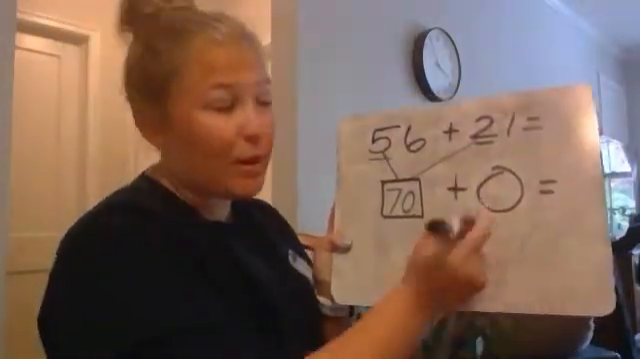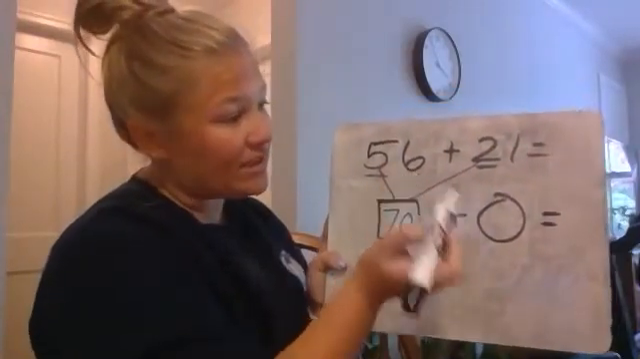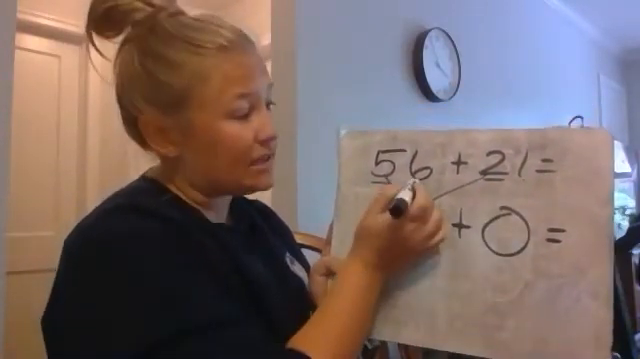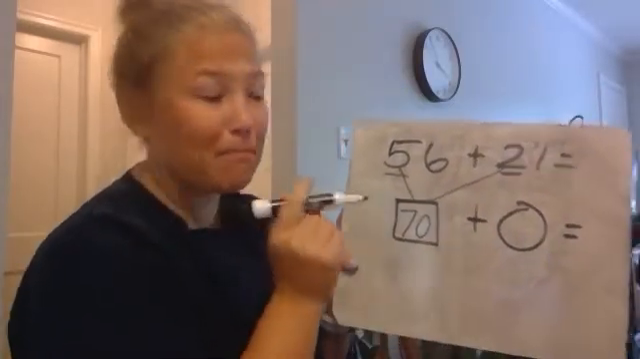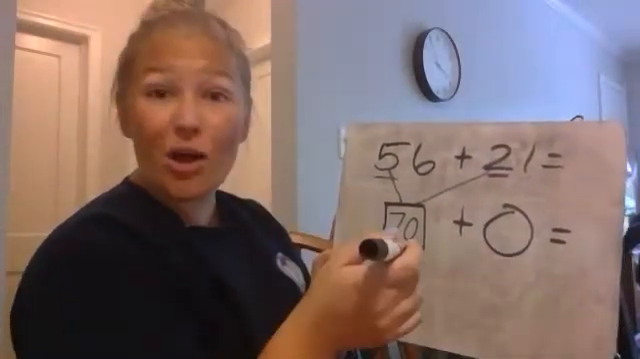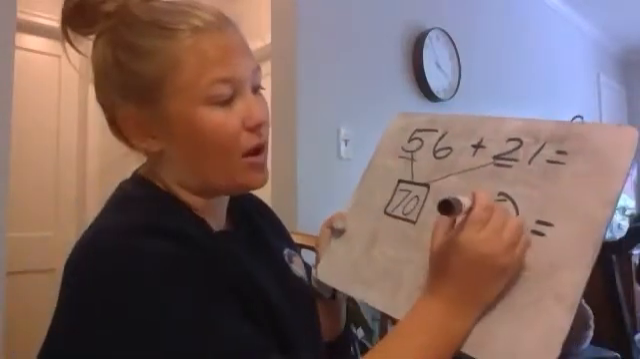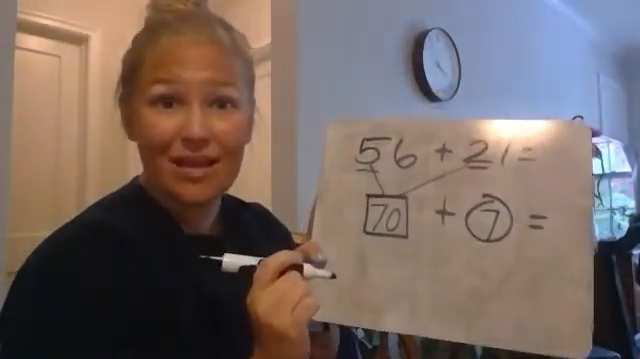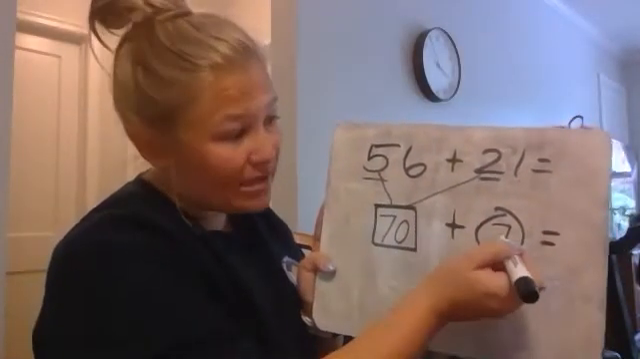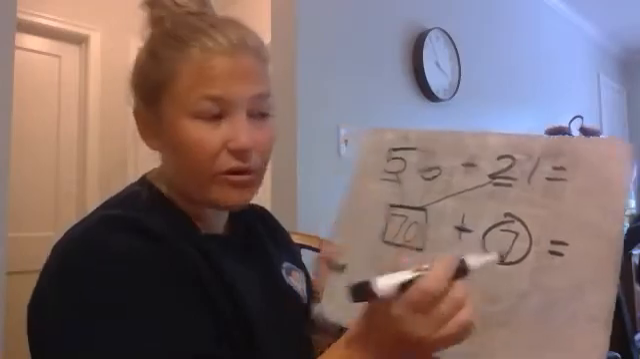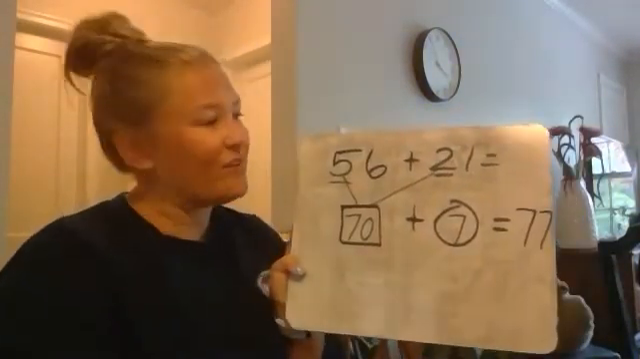Then we have our ones place, which is our circle. We have a 6 and a 1. I take 6 ones plus 1 one, and I get 7. 7 ones is the number 7. So all I do is put my number 7. Then I squish them together. 70 plus 7. My 7 from my ones place takes over the 0, and now I have 77. So 56 plus 21 equals 77.